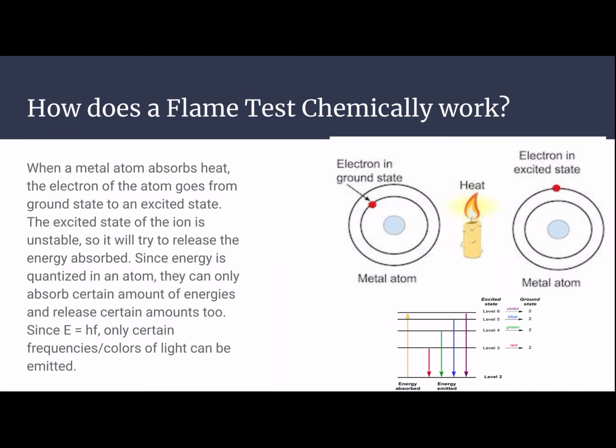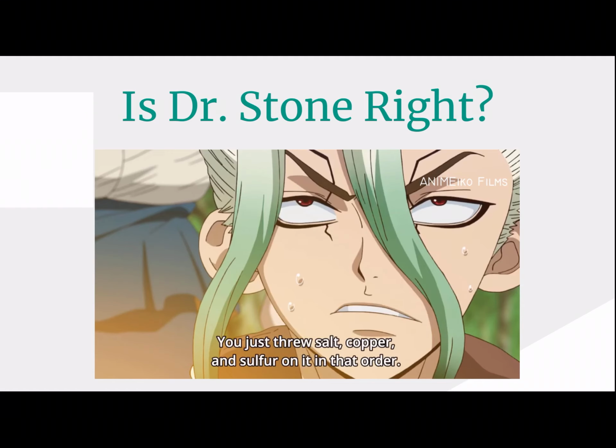Since we know that energy is equal to Planck's constant times frequency, and we know that each atom has a different emission spectrum, they have different energy levels and wavelengths they can release, so only certain frequencies and colors of light can be emitted. So we want to know, is Dr. Stone right? Dr. Stone said that Chrome threw in salt, copper, and sulfur in that order.